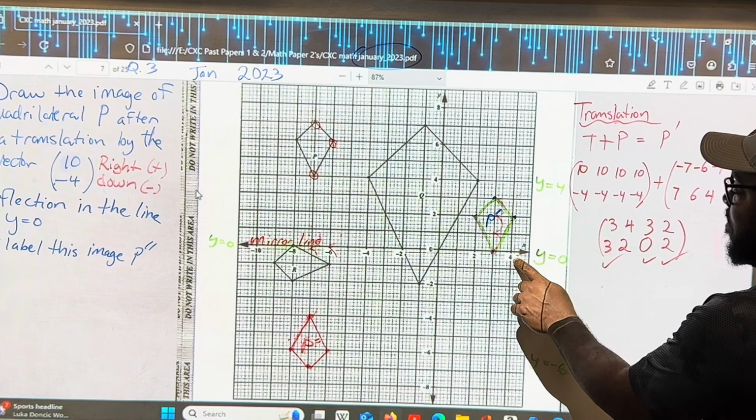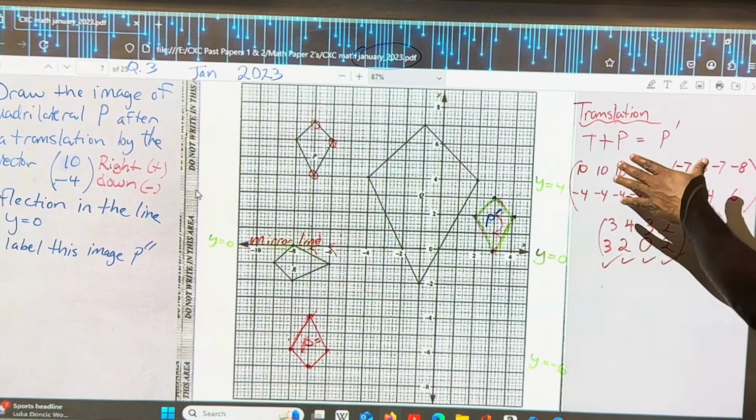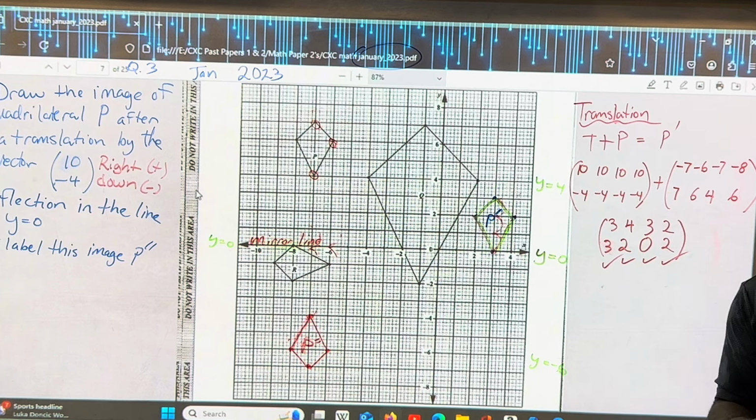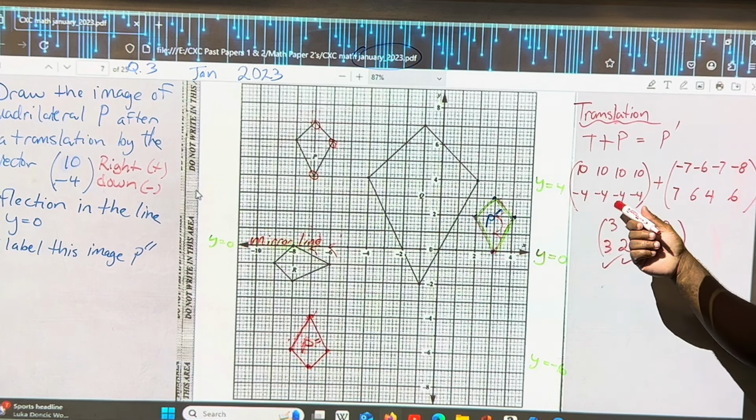The last one is what? 4, 2. Everybody see that? Anyone try this in exams? But how quick and easy this is. You just have to write 10, 10, 10, 10, 10, then minus 4, minus 4, minus 4, minus 4, minus.